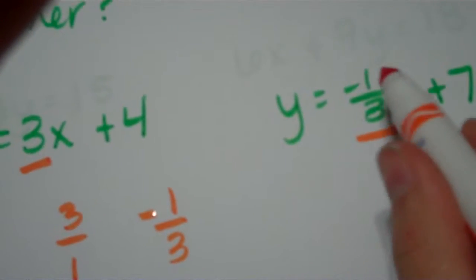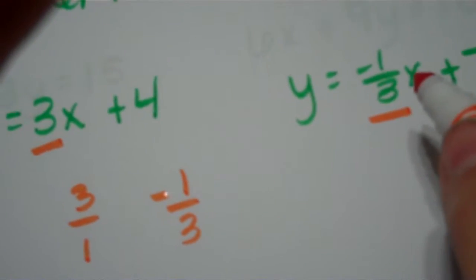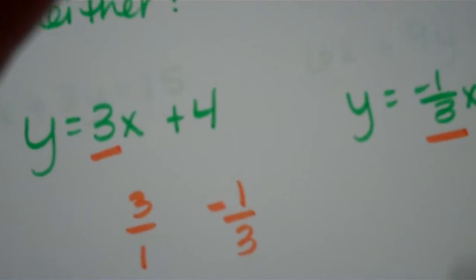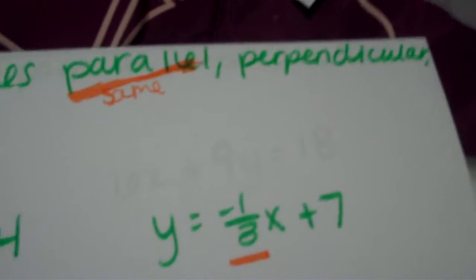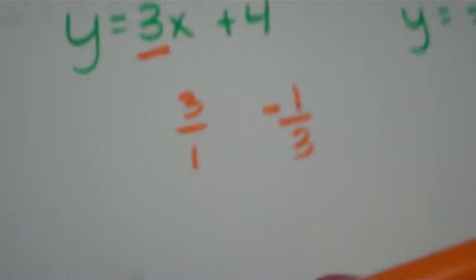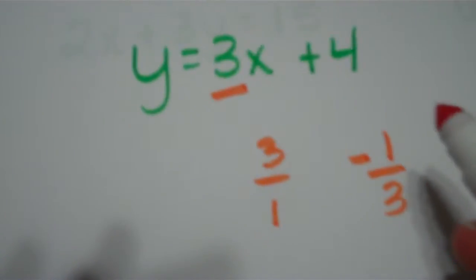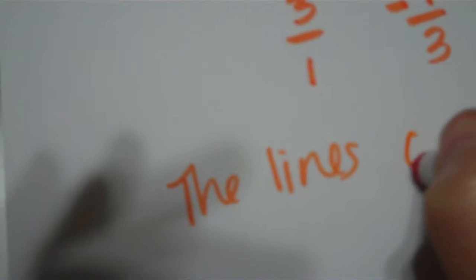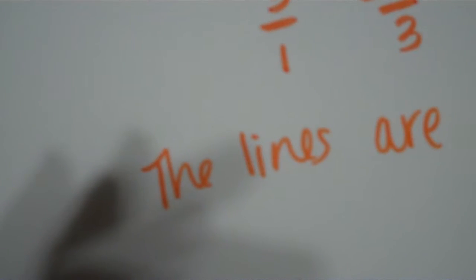Is this slope over here negative 1/3? And you're going to say yes, that they are opposite reciprocals. So therefore, they are perpendicular. Okay? So how you're going to write that is, you would show me that, and then you would say, the lines, you should be writing this down, are perpendicular.